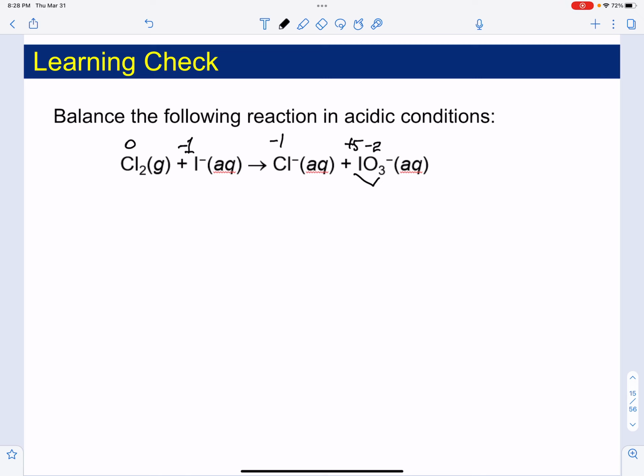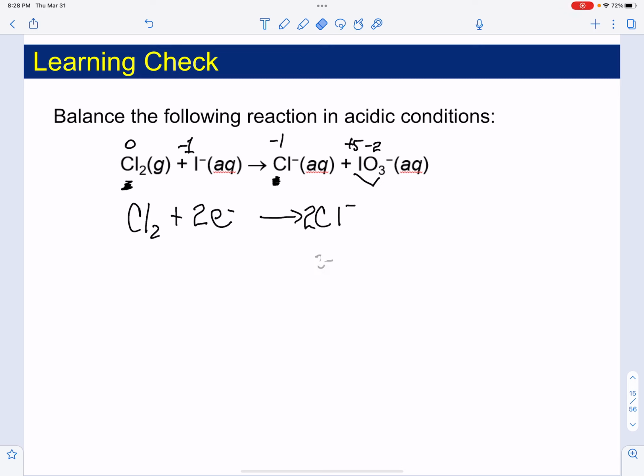So we can see that the chlorine is going from 0 to -1. So that's going to be our reduction. So chlorine plus electrons is going to be chloride. Before we find out how many electrons we need, we're going to balance the atoms. So that way the right side is going to be 2 negative. So that means I'm going to need 2 electrons there. And that reaction is balanced.